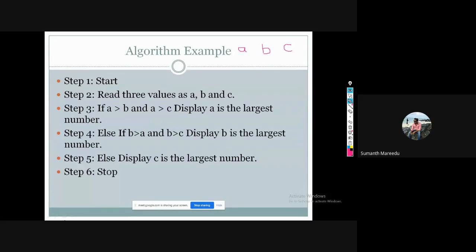Okay, look at the algorithm now. The first step is start, and the first step after start is I will take the input from the user. What input am I taking here? I'll get the values of A, B, and C. So that is my input.